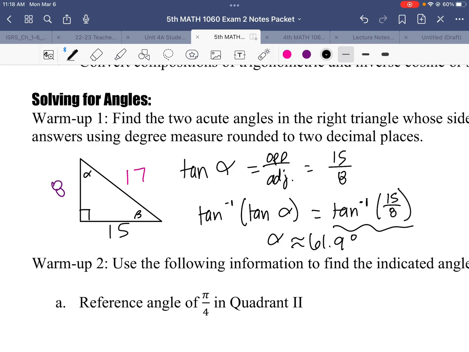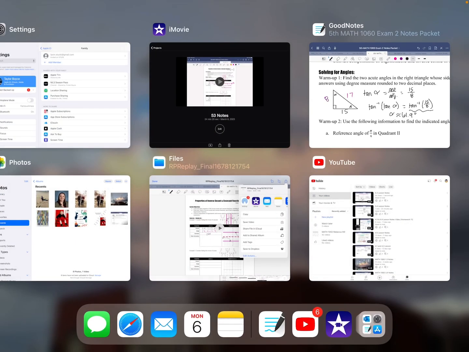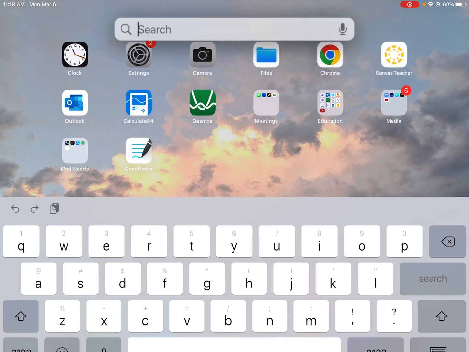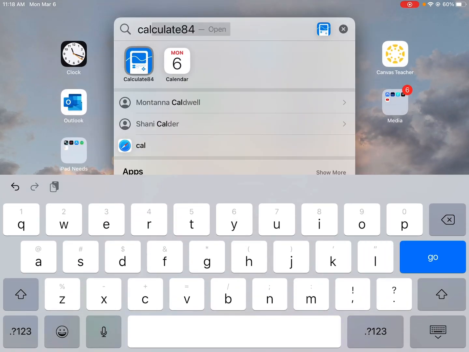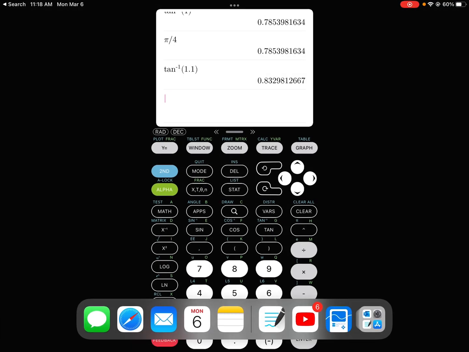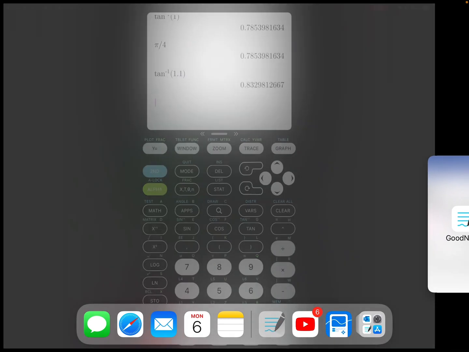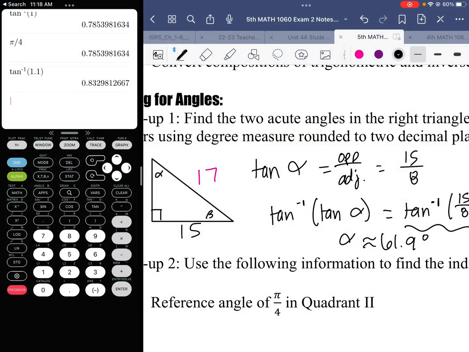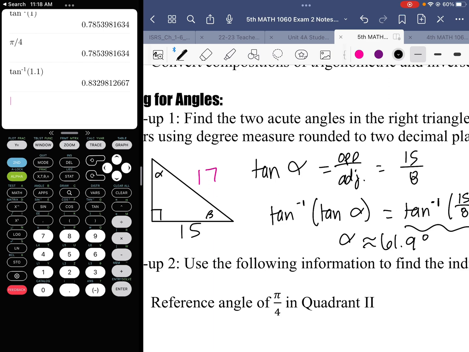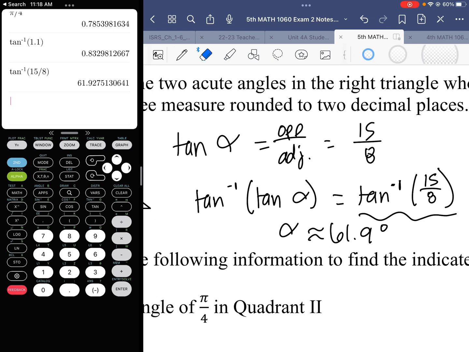Oh, it says 2 decimal places. So I guess we should do what it says and do 2 decimal places. Where did my calculator go here? There it is. Okay, so it actually wants 2. First of all, make sure you're in the right mode. Because I was in radian, I need to be in degree, and I need the inverse tangent of 15 over 8. So 61.93, it looks like.